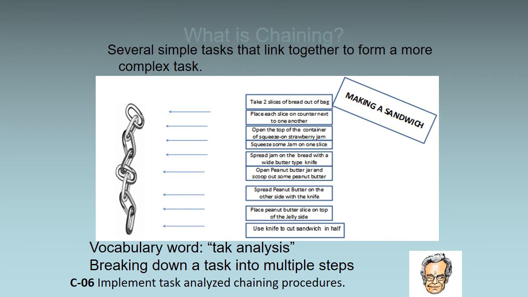Almost anything we do can be considered part of a behavior chain. Tying your shoes can be taught by a series of separate acts, beginning with holding the laces in your hand, then pulling them, crossing them, turning them, and so on. Or, like in this example, making a sandwich. Think about all the steps that go into making a sandwich, all the individual little behaviors.